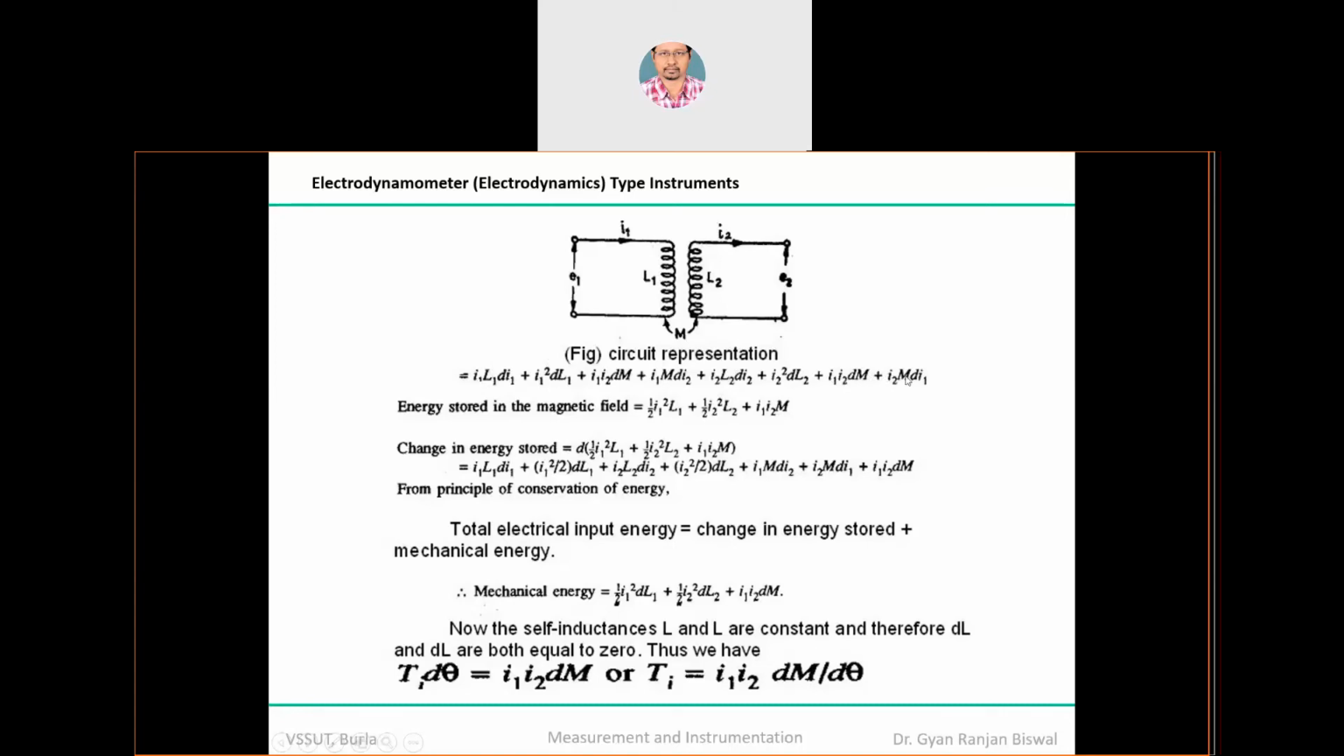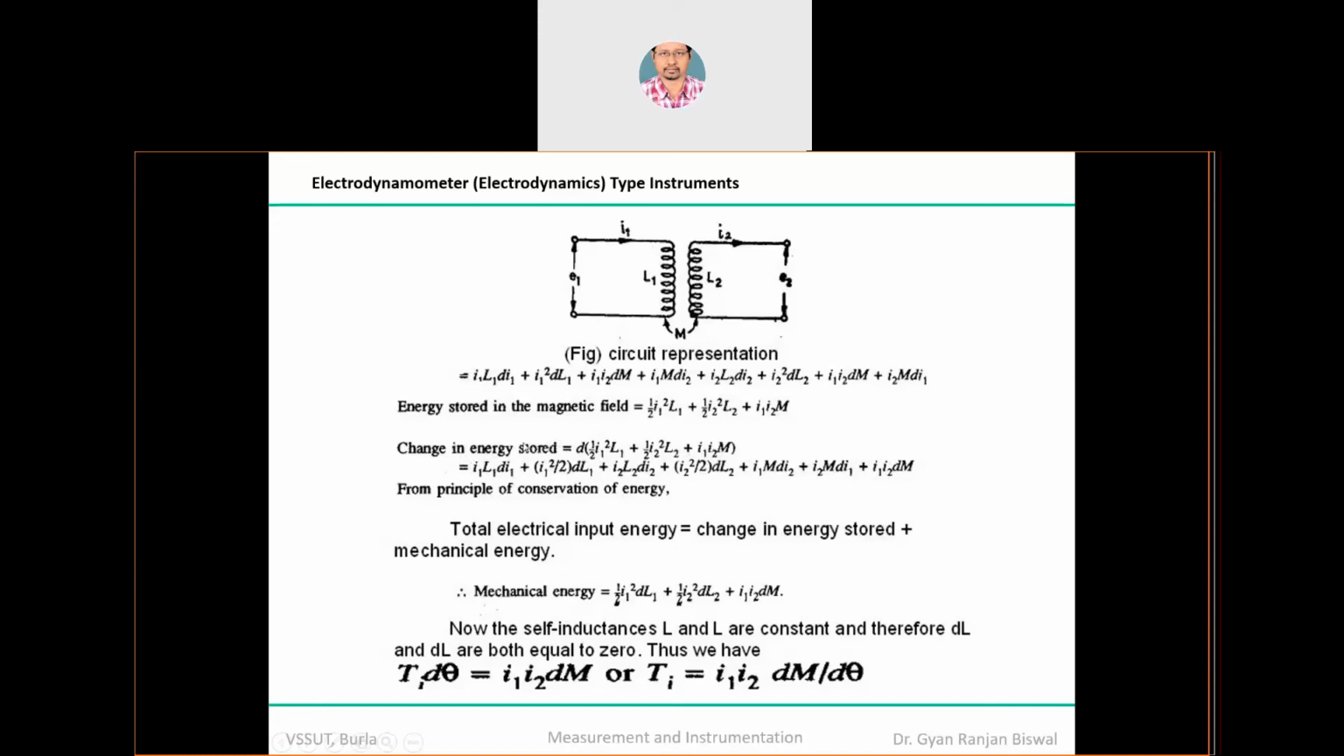Now, what is the amount of energy stored in the magnetic field? It is half I square L. How many fields are here? Two fields and a mutual inductance. So it is half I1 square L1 plus half I2 square L2 plus I1 I2 M. Therefore, what is the change in stored energy? It is d by dt of that value. When you take the derivative, you will get another expression that shows the change in energy stored in the coil.